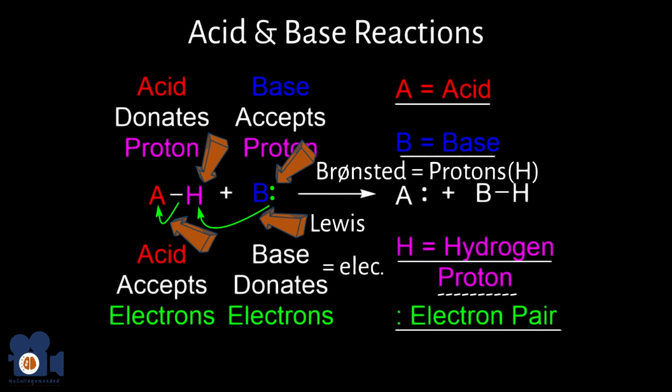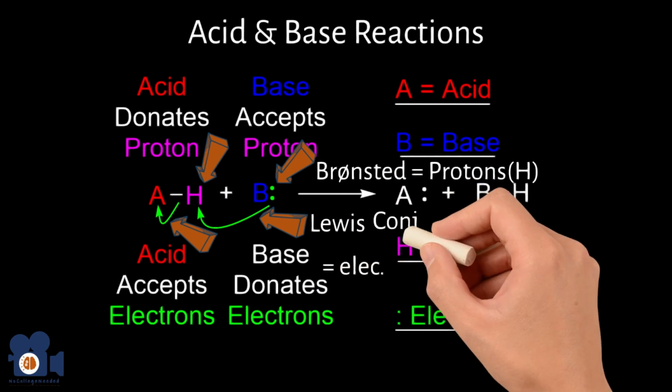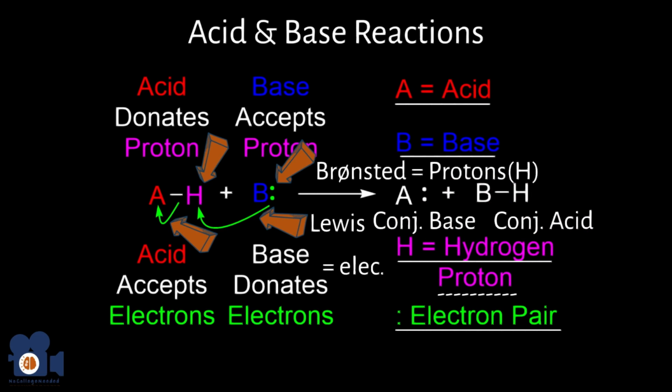In these acid and base reactions, there is always a conjugate acid and base. The easiest way to remember how to identify them is the original acid turns into the conjugate base, and the original base turns into the conjugate acid.